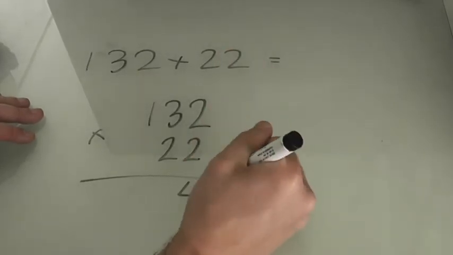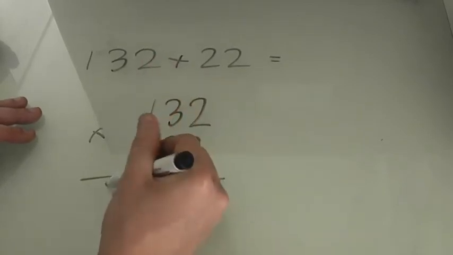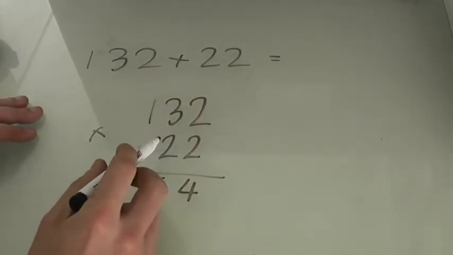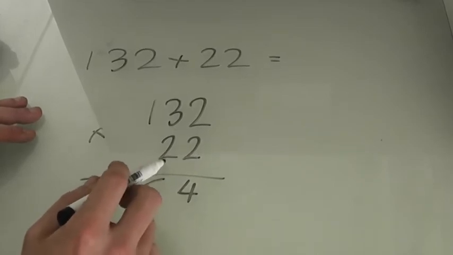2 times 2, which is 4. 2 times 3, which is 6. 2 times 1, which is 2. Okay, we've got this number, 132 times by 20. Because that's not a 2, is it? Because it's in the tens column, so you need to make sure you times it by 20.